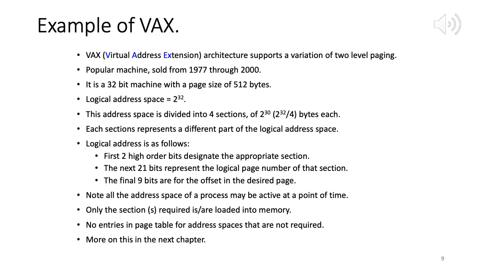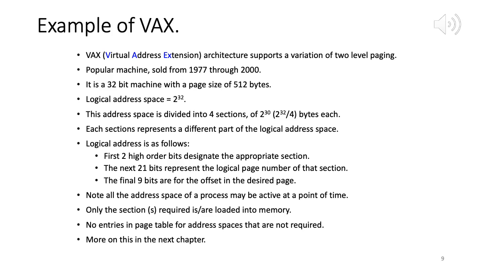The logical address is constituted as follows. The first 2 high order bits designate the appropriate section. We have 4 sections, so how many bits do we need to access all 4? 2 bits: 00, 01, 10, 11. The next 21 bits represent the logical page number of that section, 21 bits for the page number, and the final 9 bits for the offset.